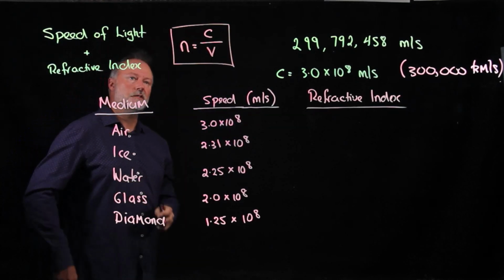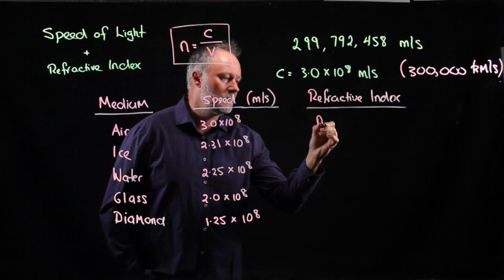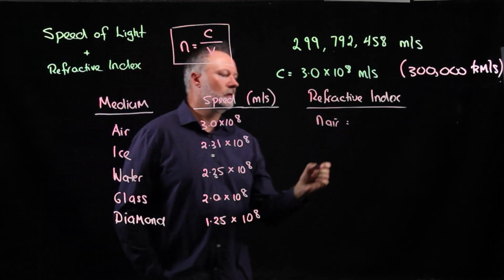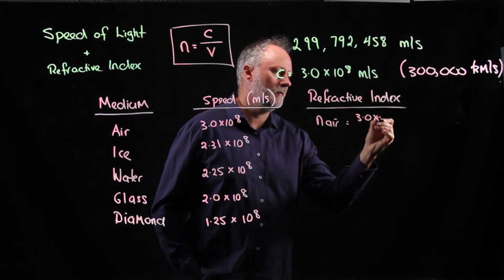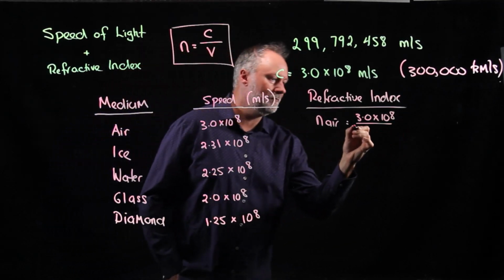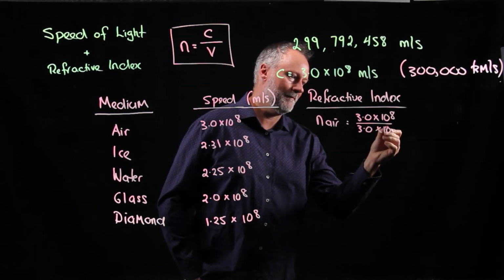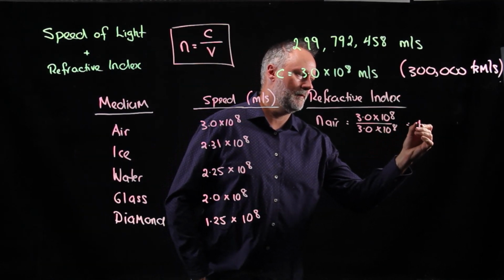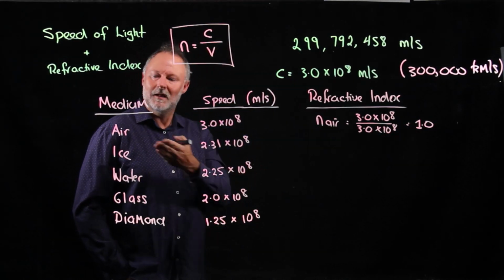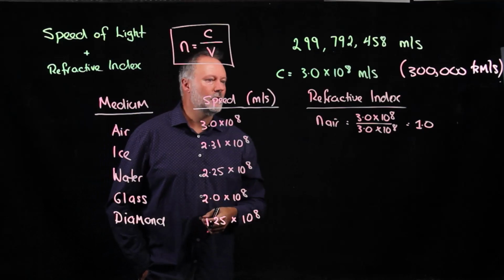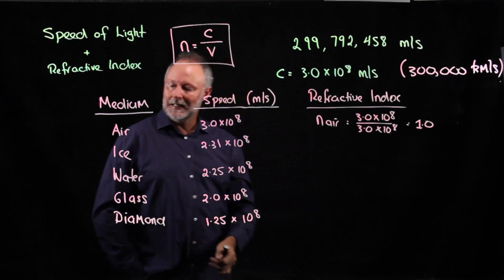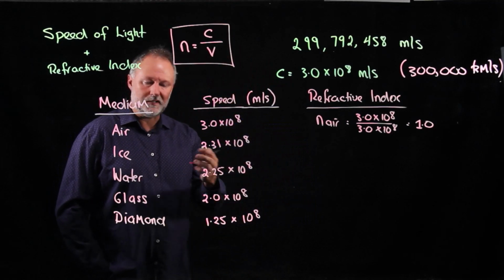So in the case of air, this is very simple. The refractive index of air is the speed of light in air divided by the speed of light in air. Now that obviously has a refractive index of 1. It's a very simple calculation. So that's our reference index. If a material has a refractive index of 1, it means that light is traveling through air. The material is air. Let's consider now the following refractive indices.